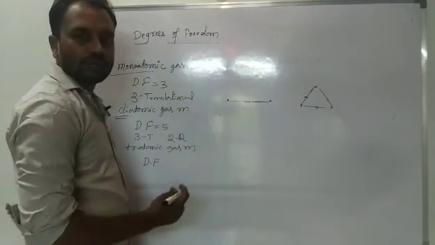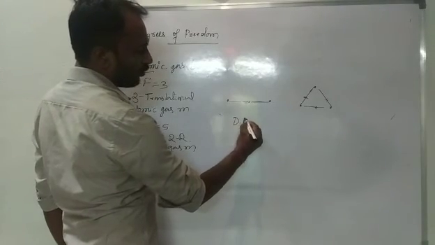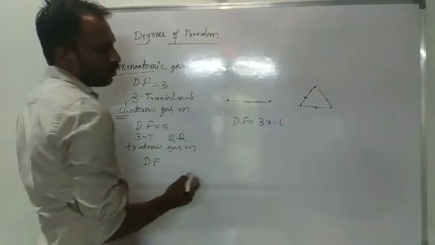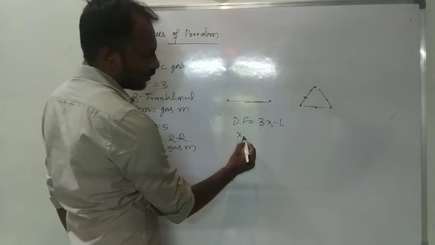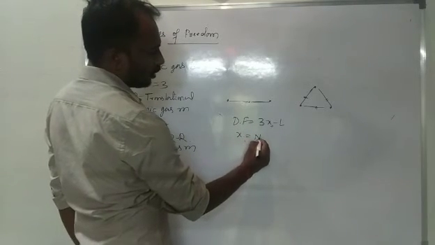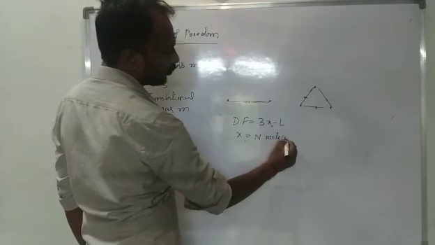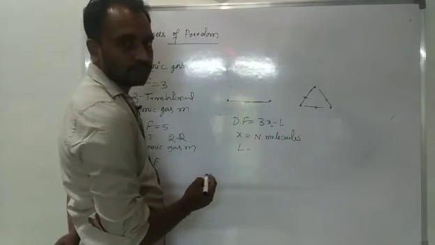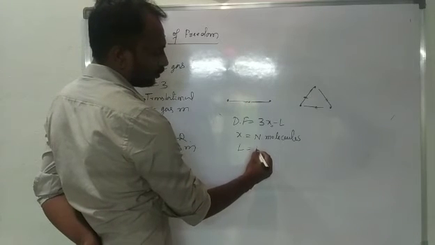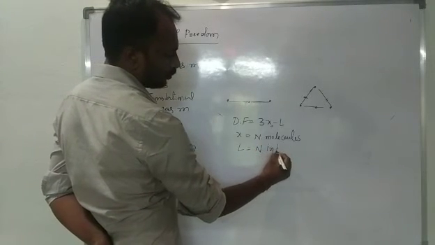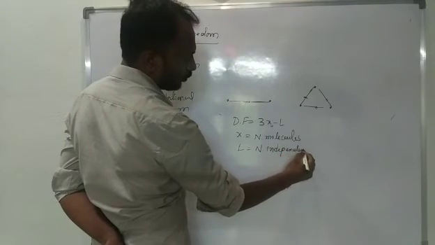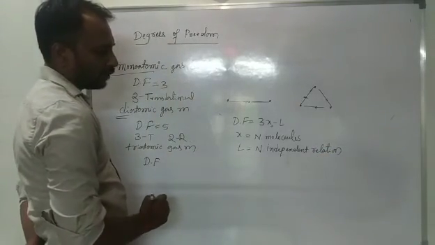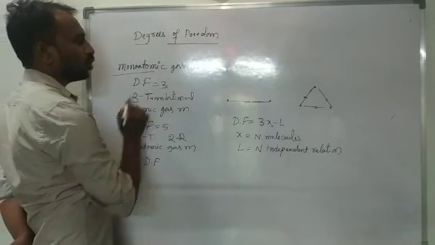Okay, one simple equation is there for degrees of freedom. Degrees of freedom is equal to 3x minus L. Here x is the number of molecules, and L is the number of independent relations.